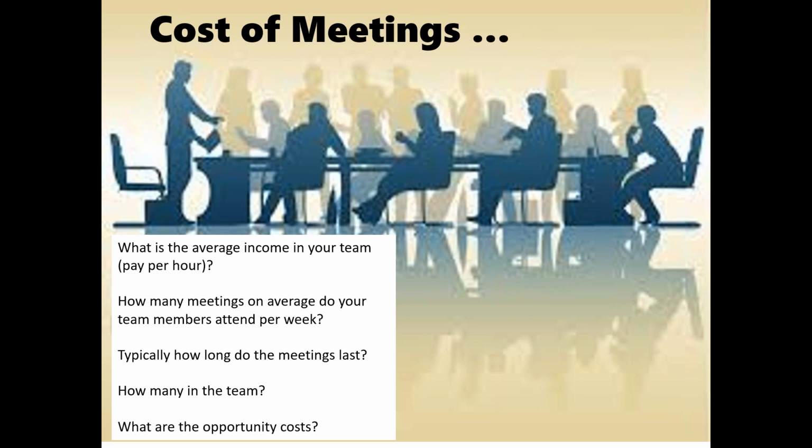So that would be working out what everyone's hourly rate is and multiplying it by whatever the number is, 5 or 6 or 7, whoever is in the team. Once I've got that, the next step is to ask how many meetings on average my team members attend each week. That's not hard to monitor. You've probably got access to their calendars, or if you haven't, it's fairly easy to ask. So how many meetings in terms of hours during the week? Typically, how long do the meetings last, and how many are in the team?